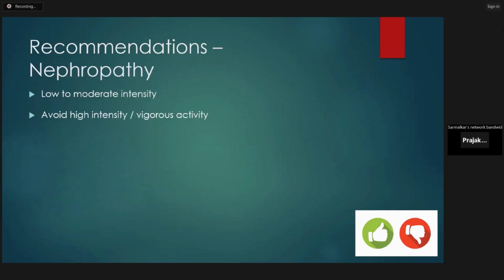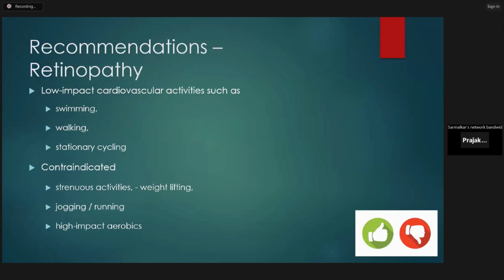Of course, with nephropathy, low to moderate walking, I would say, is the best. Avoid anything that's high intensity and vigorous. And if somebody's on dialysis, let's understand they're anyways undergoing a lot of physical trauma going through dialysis. So even a walk from one room to another room could be an added activity for them. So you have to be very careful of how you handle patients with nephropathy.